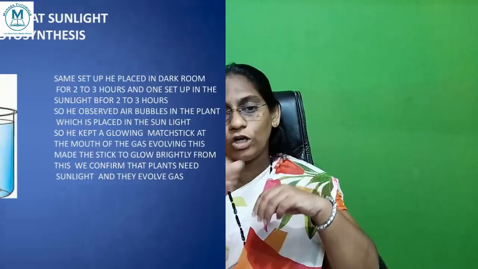So by Jan Ingenhousz's experiment, we proved that light is important for photosynthesis. To prove that, we need to perform an activity, isn't it? How this activity is performed is, we need to take a beaker and place some water into the beaker.